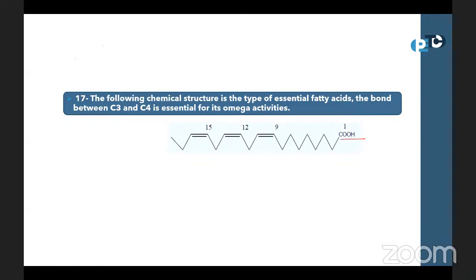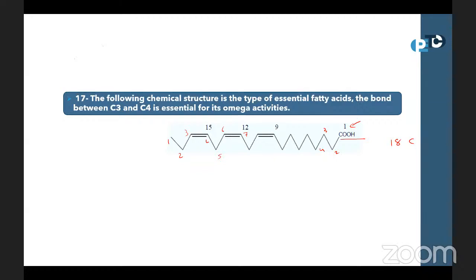Okay. To know the omega system, we should start the numbering from the other side of the carboxylic group. So this will take number 1, 2, 3, 4, 5, 6, 7. While for IUPAC nomenclature, we should start from this side. This carbon will take number 1, 2, 3, 4, and so on. Okay. We have here 18 carbons.